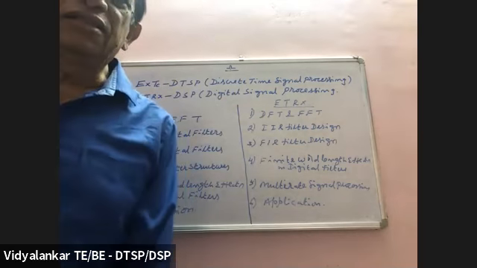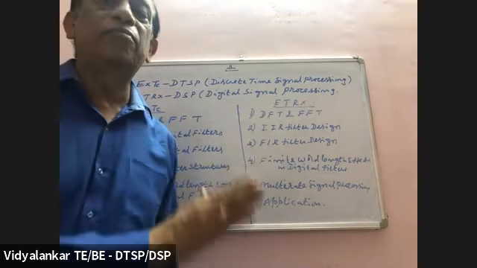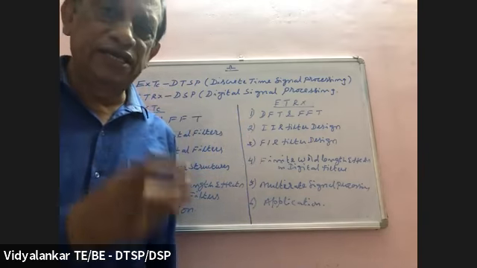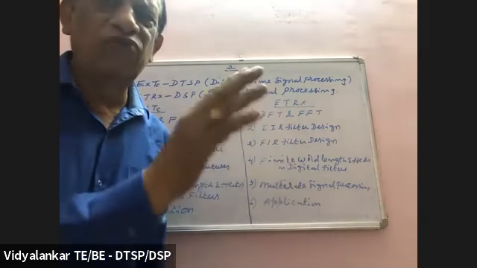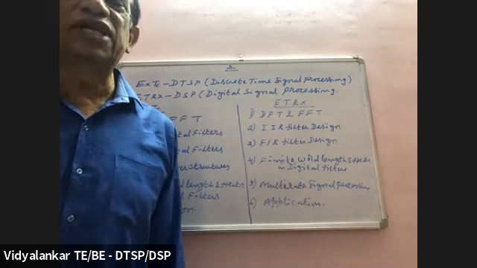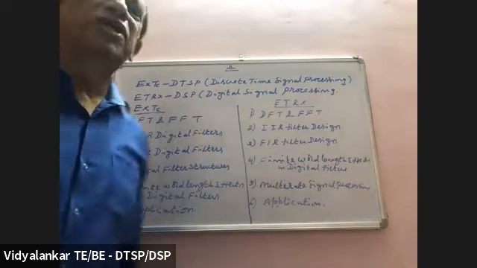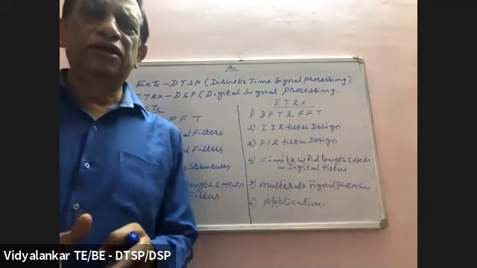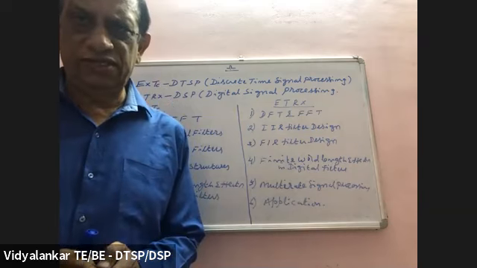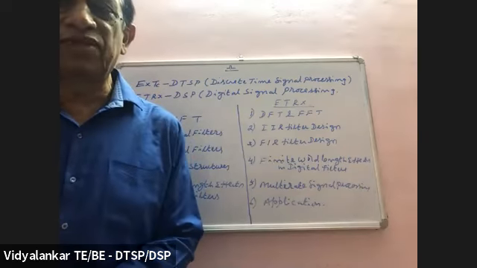Then the third module is FIR digital filter. FIR means finite impulse response digital filter. That means when we design a digital filter, if the output contains only finite samples, meaning finite impulses, then that filter is known as a finite impulse response filter. In the finite impulse response filter, starting with, we will discuss what is a minimum phase system, what is a maximum phase system, what is a mixed phase system.